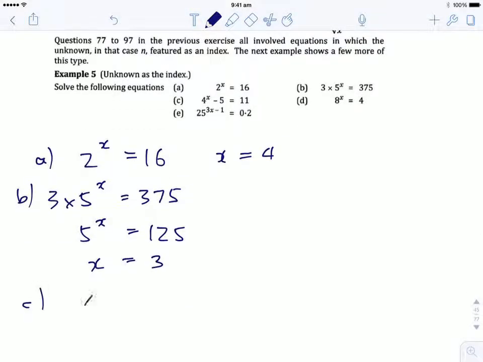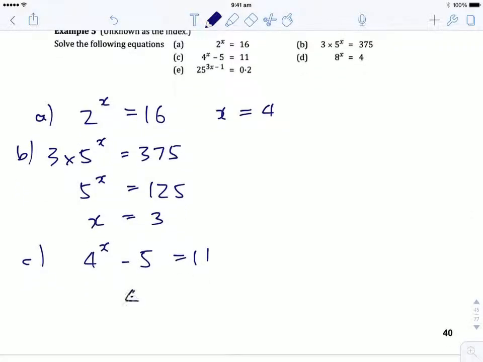C, 4 to the x minus 5 is 11. Again, a little bit of rearranging and it makes it really easy. 4 to the power of x is 16, and then we can say x is 2. 4 squared is 16.